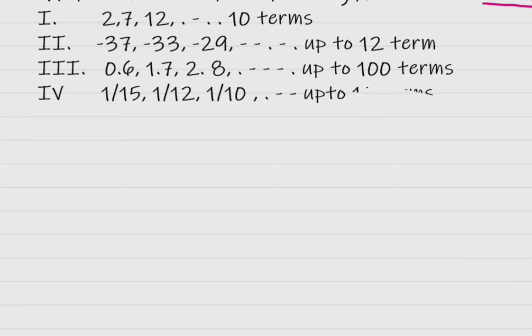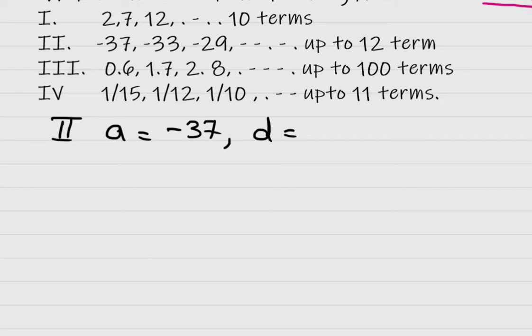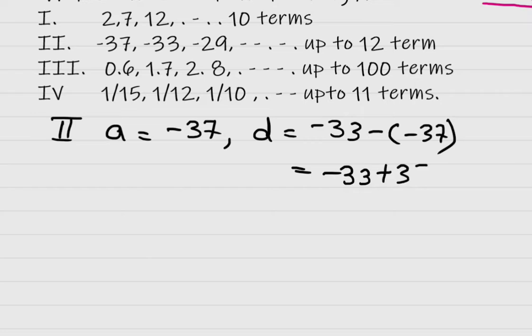Now what is the next question? The next question is minus 37, minus 33, minus 29 up to 12 terms. So for the second one, let us see what we shall do. The solution for the second one: A is equal to how much? A is minus 37. And what is your D? D is minus 33 minus of minus 37. So it is minus 33 plus 37. So your positive number is bigger, so you are getting 4.